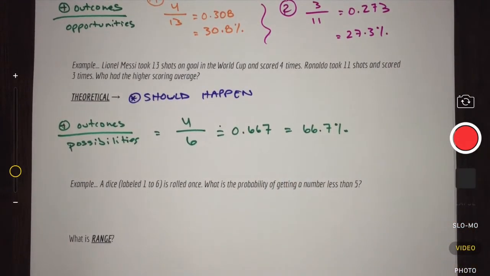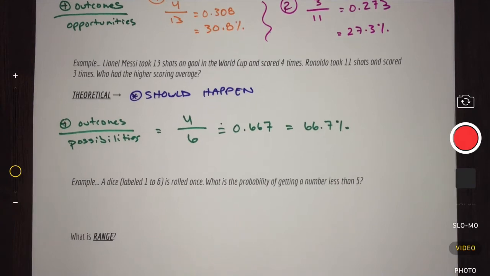So if we were playing a particular game and I rolled between 1 and 4 and I won, and you rolled a 5 or 6 and you won, obviously the odds are going to be in my favor. Therefore, it's not really a fair game, which we'll talk a little bit more about in a little bit.